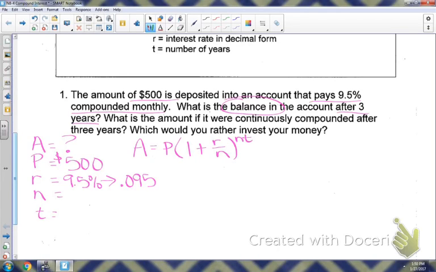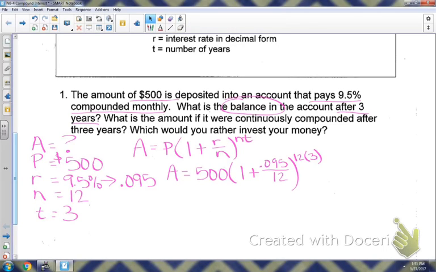N represents the number of times per year. It says compounded monthly, so that would be 12 times per year. And then T is your time, which is a 3-year period. So now let's plug into our formula. We don't know A. P is 500. The rate is 0.095. Don't forget to change the percent to a decimal. And then that's over the number of times per year, which is 12. And we're doing 12 times 3 as your exponent.